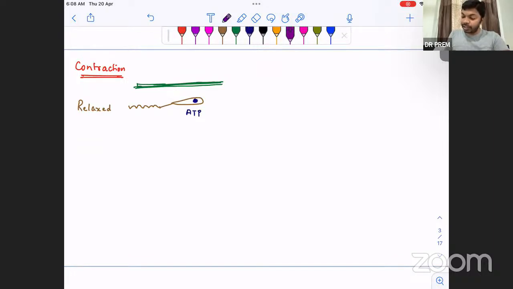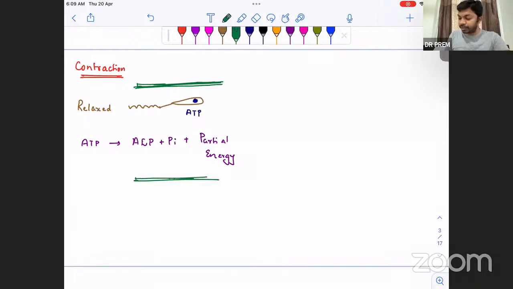Whenever there is release of energy from this ATP, when this ATP breaks down to adenosine diphosphate with a molecule of phosphate still attached, there is going to be partial energy available. This partial energy will make the head of myosin bind with the thin filament. Still, there is not going to be contraction. It's a simple attachment, that is all. Tail of myosin, neck of myosin, and head of myosin. Please remember, doctors, this is not contraction yet.